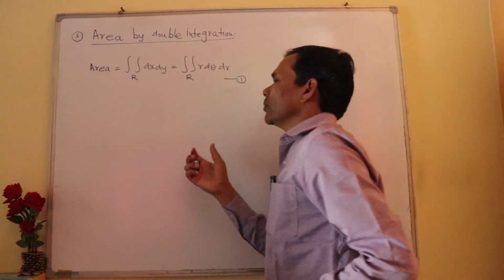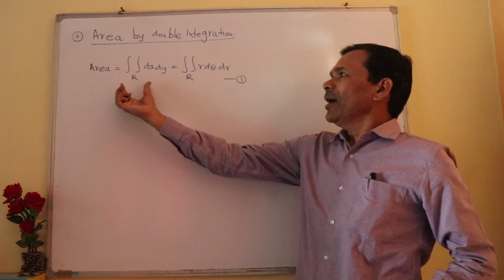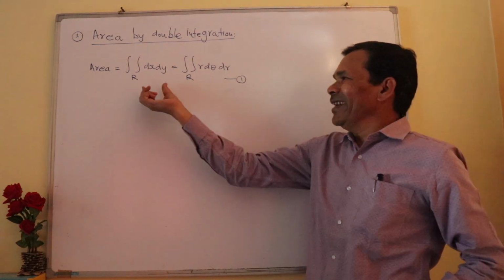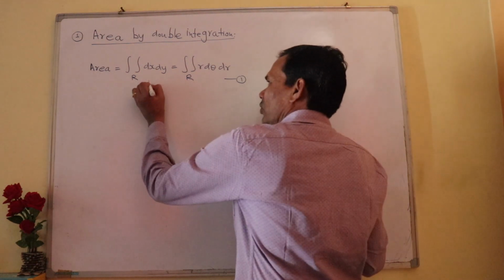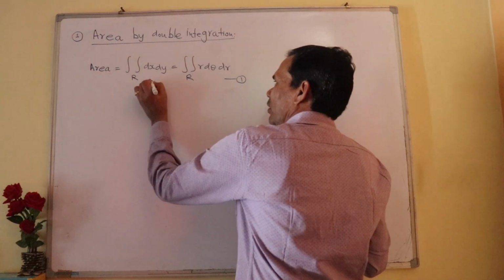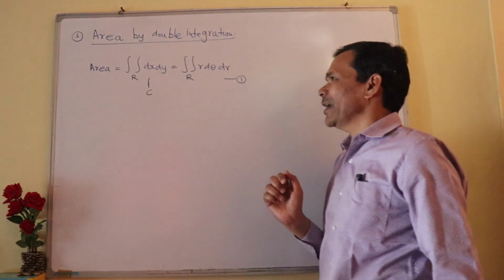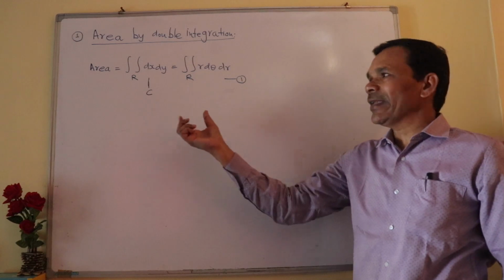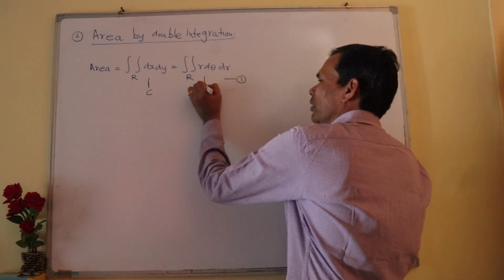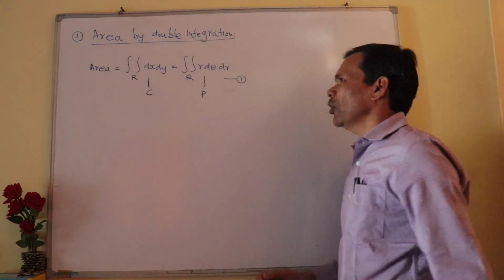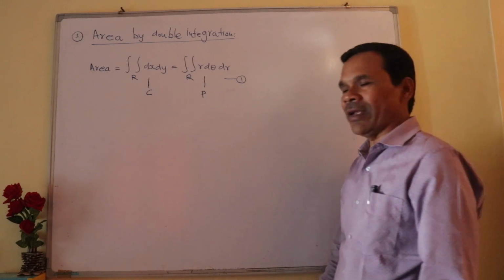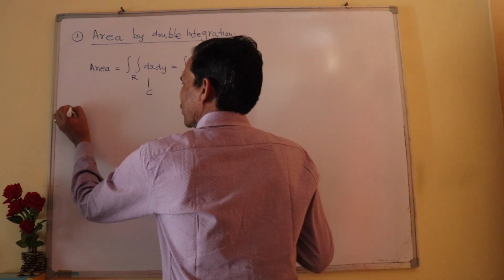This is the formula for area, double integration dx dy in Cartesian coordinates. This is Cartesian, meaning the equation is given in Cartesian form, x and y. Then you can find out area by this formula. If the equation is given in polar form, then you use this formula to find out area. Let us see quickly some examples here.